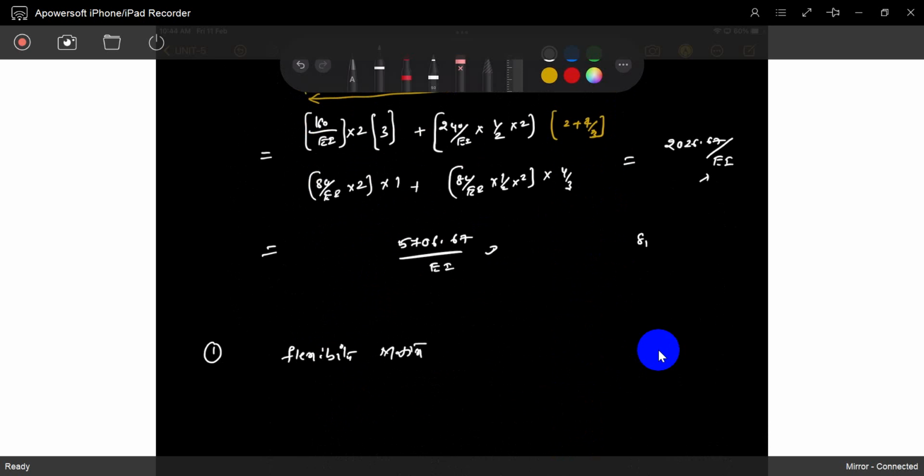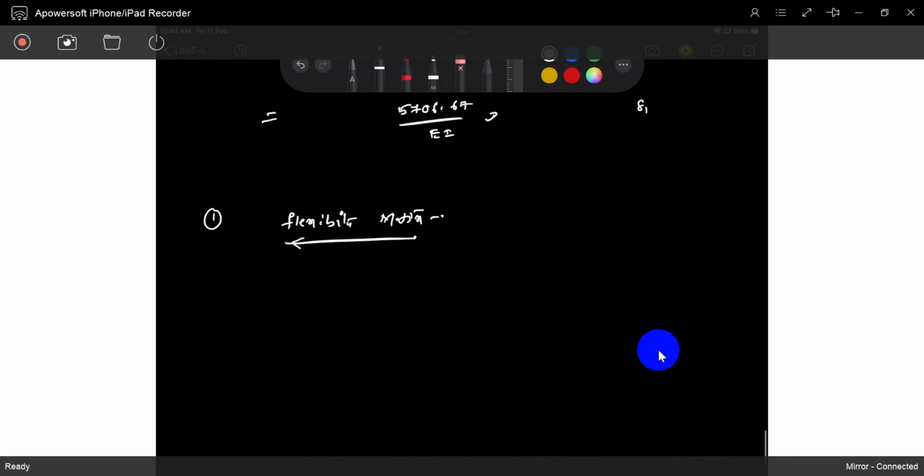Flexibility matrix. Now we can observe it. We can find the flexibility matrix once we remove the redundants. This is the flexibility matrix. Understood? Where are these two? They are VB here and VC here. Remove the loading. That's it.